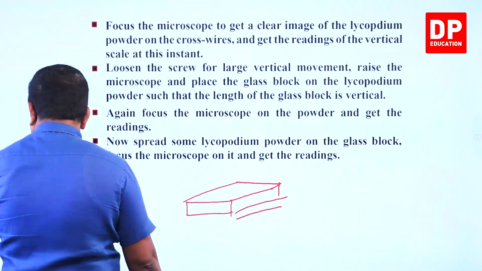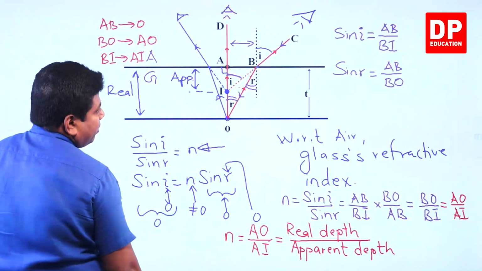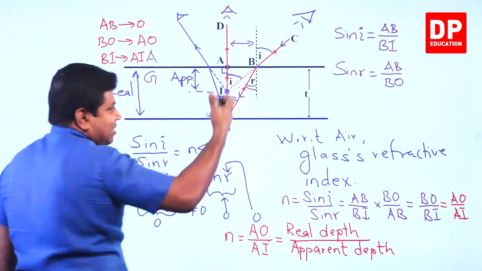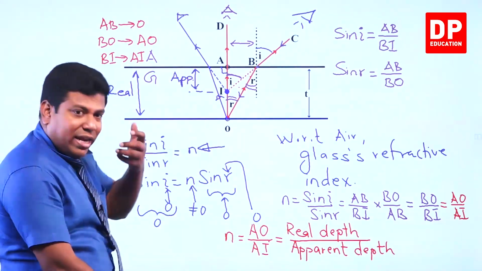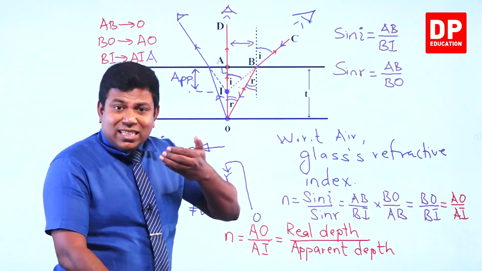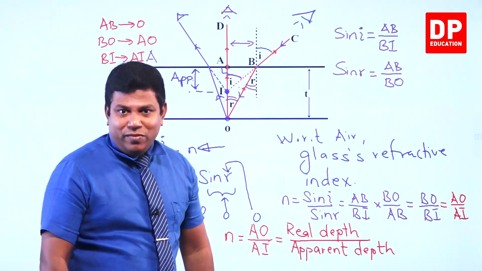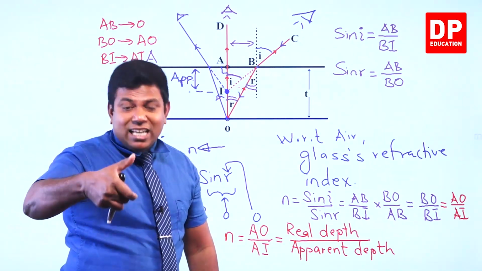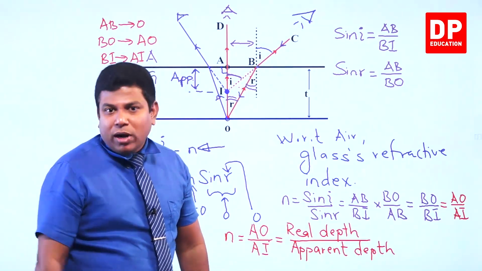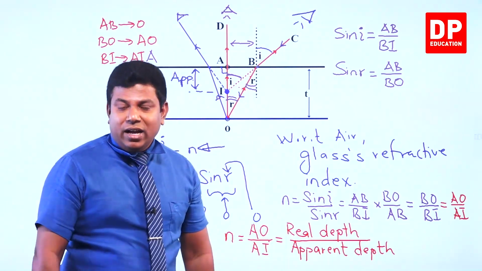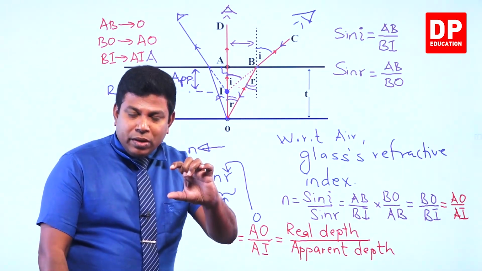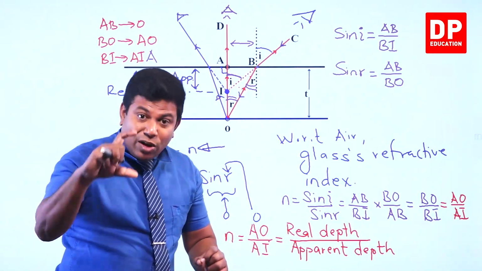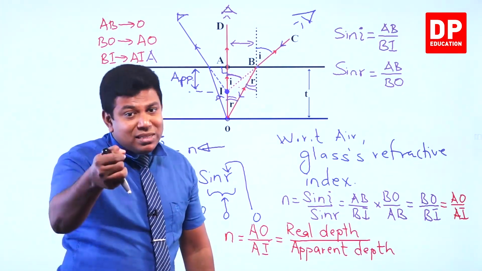Why? Going back to here, if we can maximize this thickness, if this T can be increased, then apparent depth and real depth both will increase. If the depth increases, what happens? Error will be minimized. When measuring small distances, if the error is there, the percentage error is high. Let's say you get an error of 0.1 millimeter. 0.1 millimeter error on 1 millimeter, or 0.1 millimeter error on 1 centimeter, where the percentage is less.